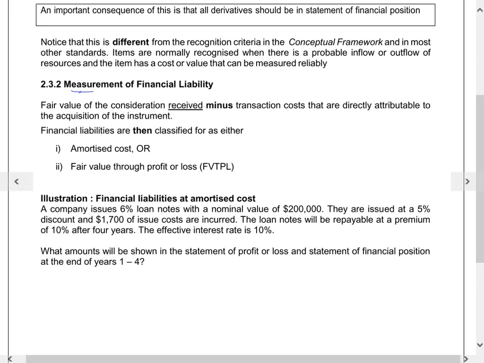So can you see here? Financial liability, the measurement is the money received minus transaction cost today. Subsequently, they will be classified as amortized cost or fair value through profit and loss.